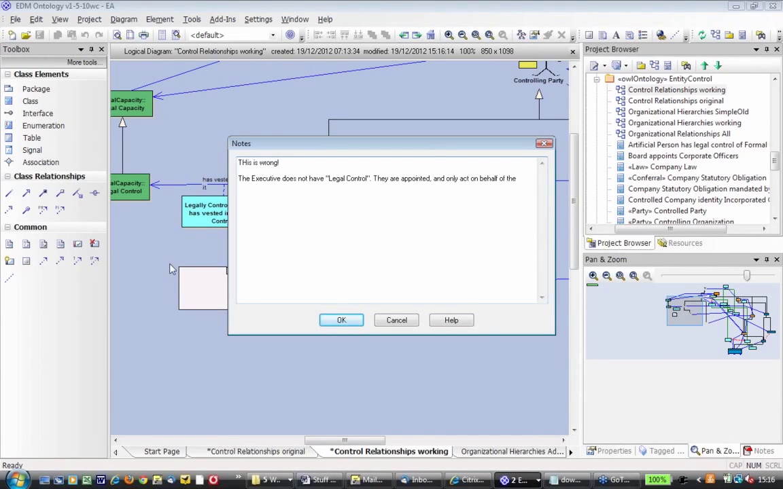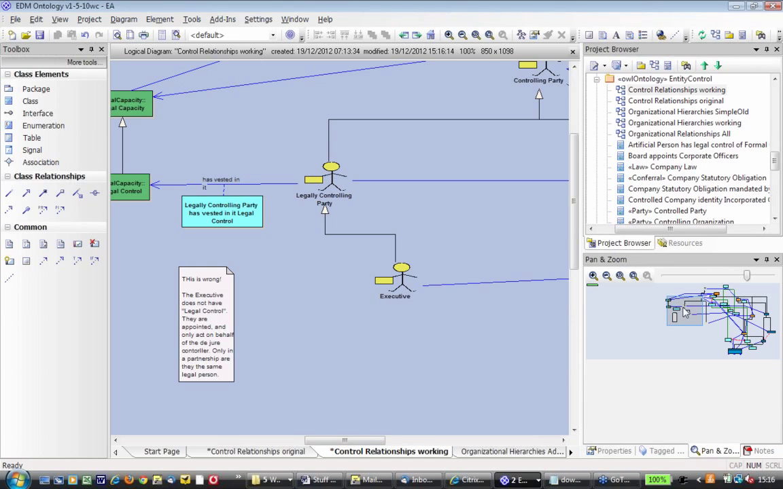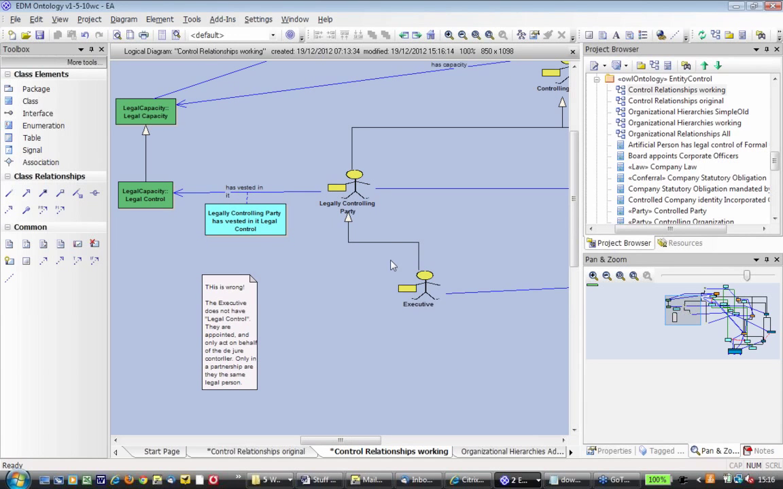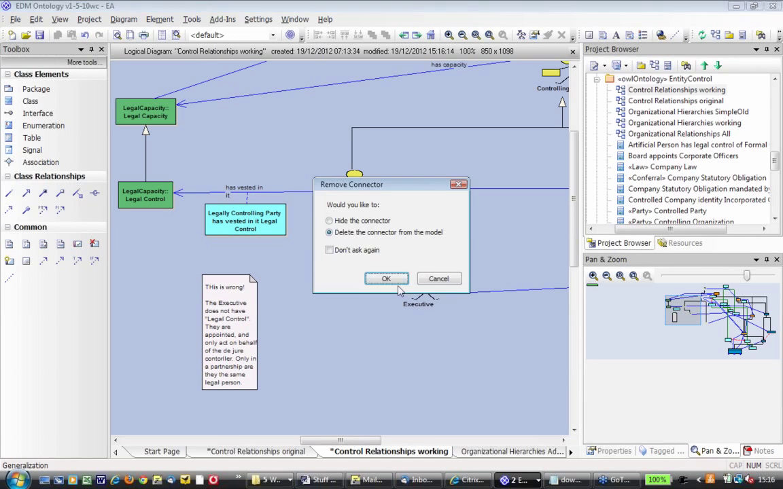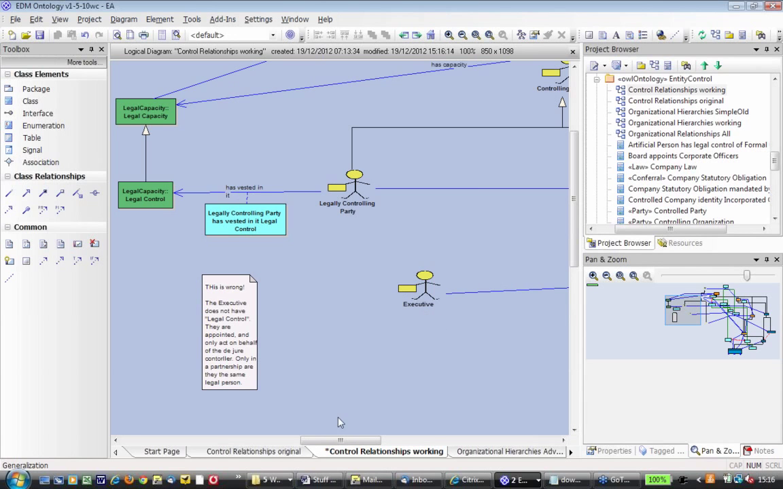Well, an executive is completely appointed by the owners of the company, by the equity owners, to do their bidding. They act on behalf of the controllers. Yeah, exactly. So only in a partnership are those two things the same legal person, if you like. In almost every other type of company or organization, they're two very distinct things, aren't they? The people that run the company, the executive, and the people that own the company.